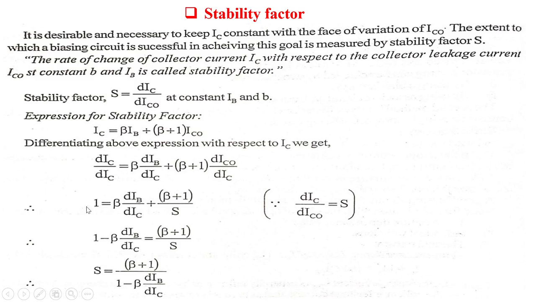So therefore, that is equal to 1 equal to beta dIB upon dIC plus (beta plus 1) upon S, as dIC upon dICO equal to S. 1 minus beta dIB upon dIC equal to (beta plus 1) upon S. So S equal to (beta plus 1) upon (1 minus beta dIB upon dIC).